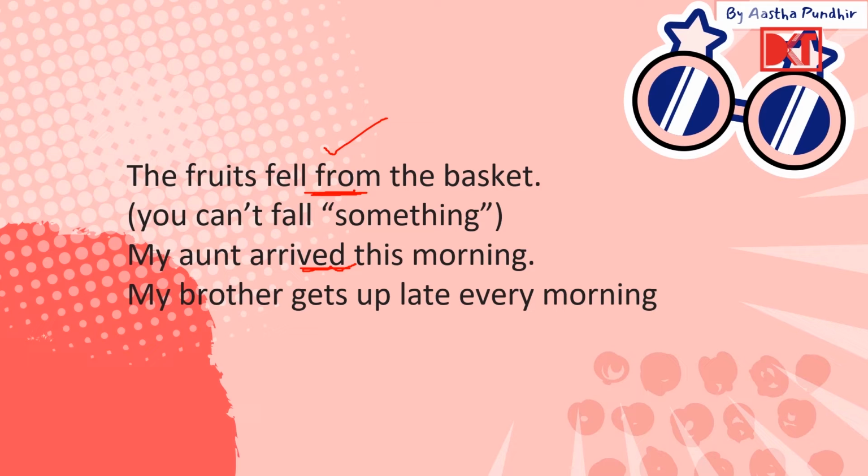Then, my brother gets up late every morning. So here the verb is gets up. The brother can't get up something, right? Can we ask the question of what? My brother got up what? No, we can't answer the question. We can't ask the question of what, and neither can we answer that question. So all these verbs, what are these? These are intransitive verbs because they do not require any object to complete their meaning.